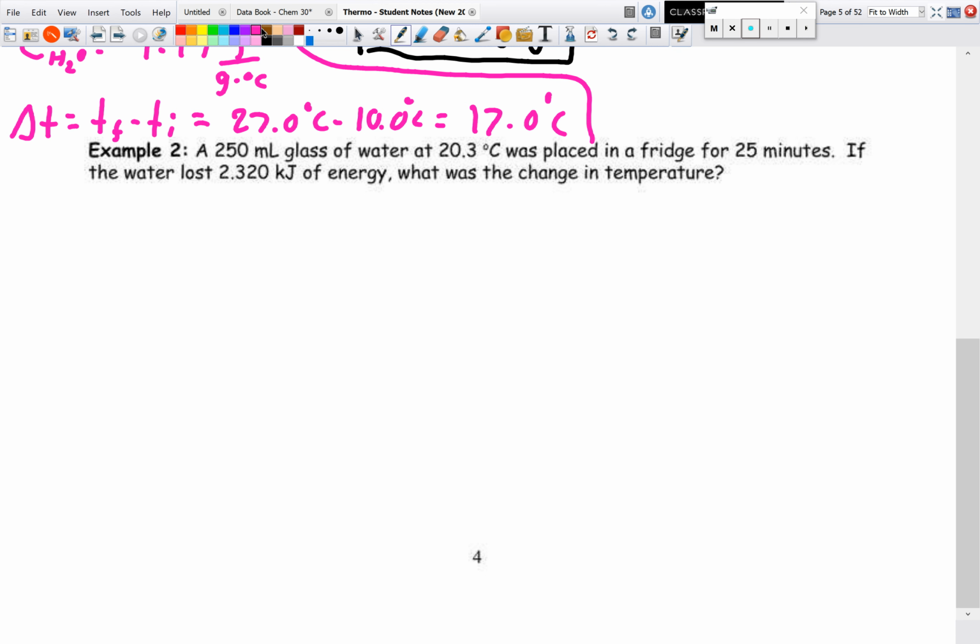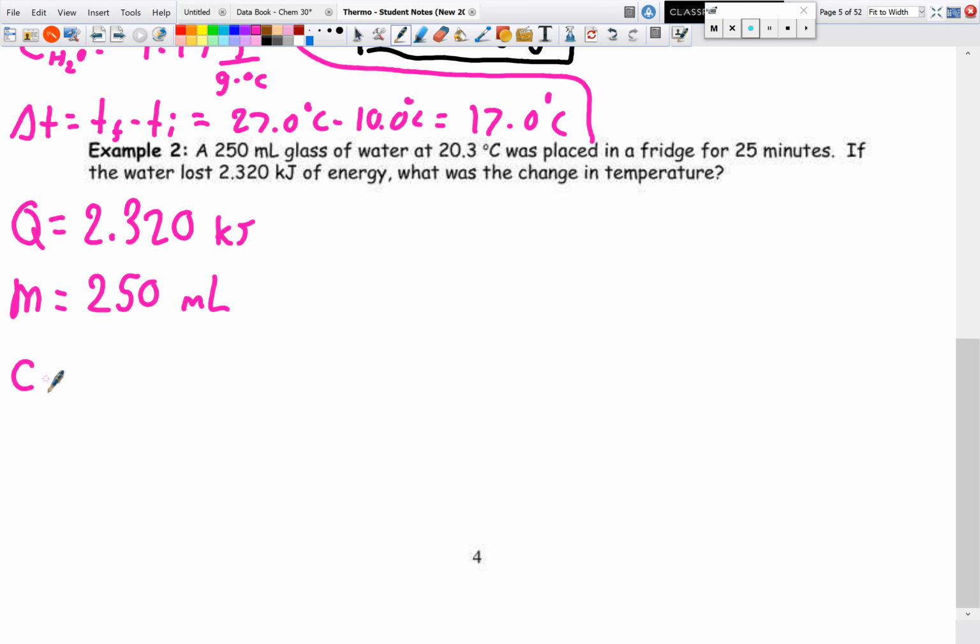Hold on. We've got Q is equal to 2.320 kilojoules. M is equal to 250 milliliters. C is equal to, I'm going to get to that one in a second. So delta T is equal to, it says here, the glass of water. Oh, delta T we don't know. So C, we know it's water, so we're going to write 4.19.